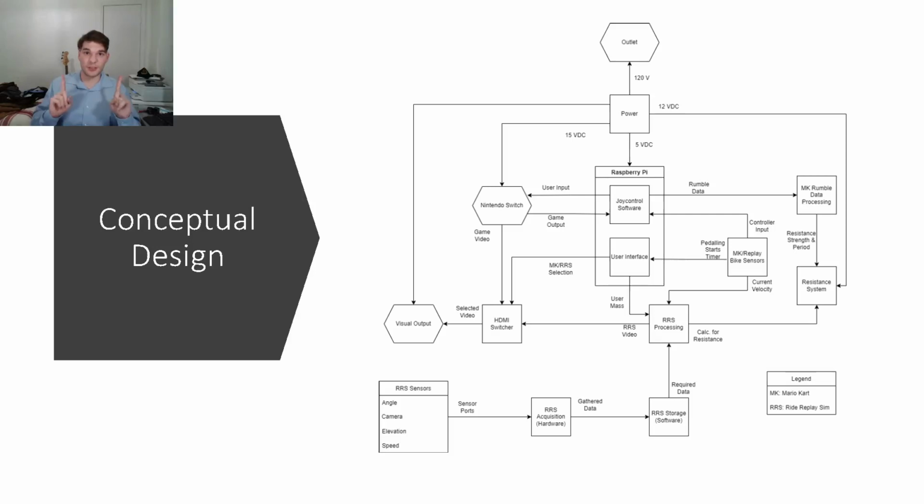A really good way of conveying this information is with a block diagram. The block diagram takes our entire idea, the bike and the ride replay system, and breaks it down into its smallest parts, and then we're going to be designing those specific small parts. And those are what each of these little blocks are on the block diagram.